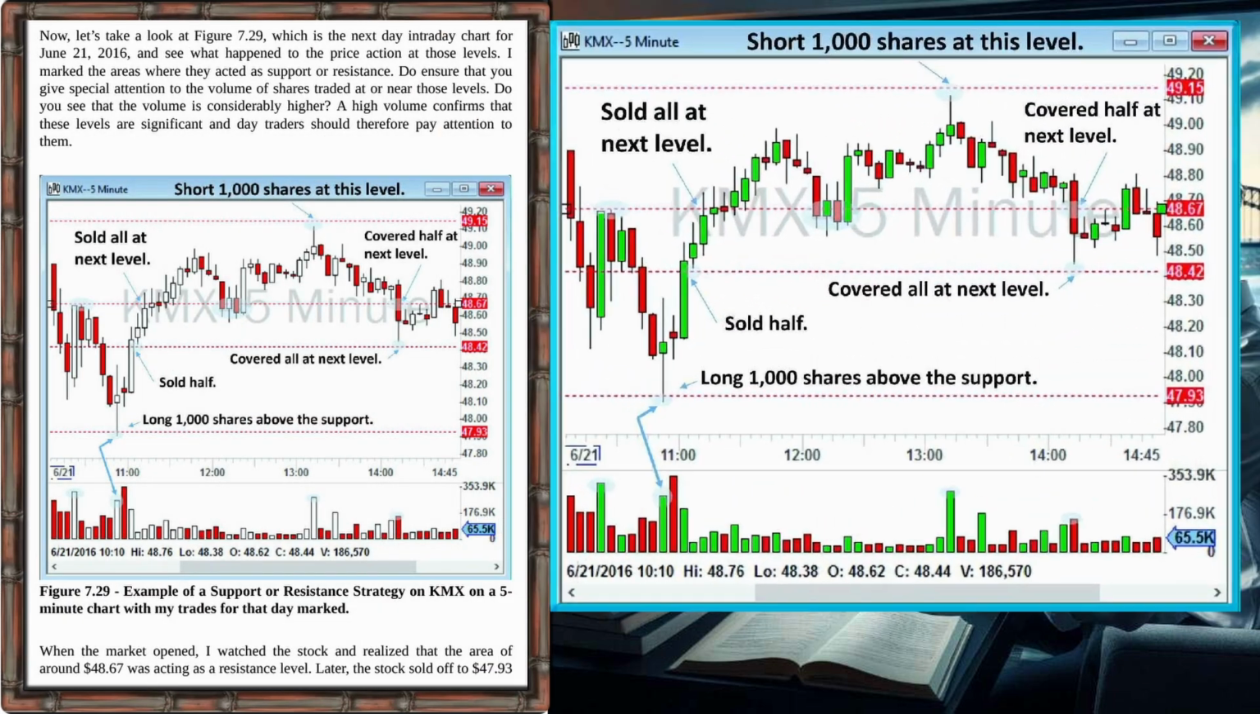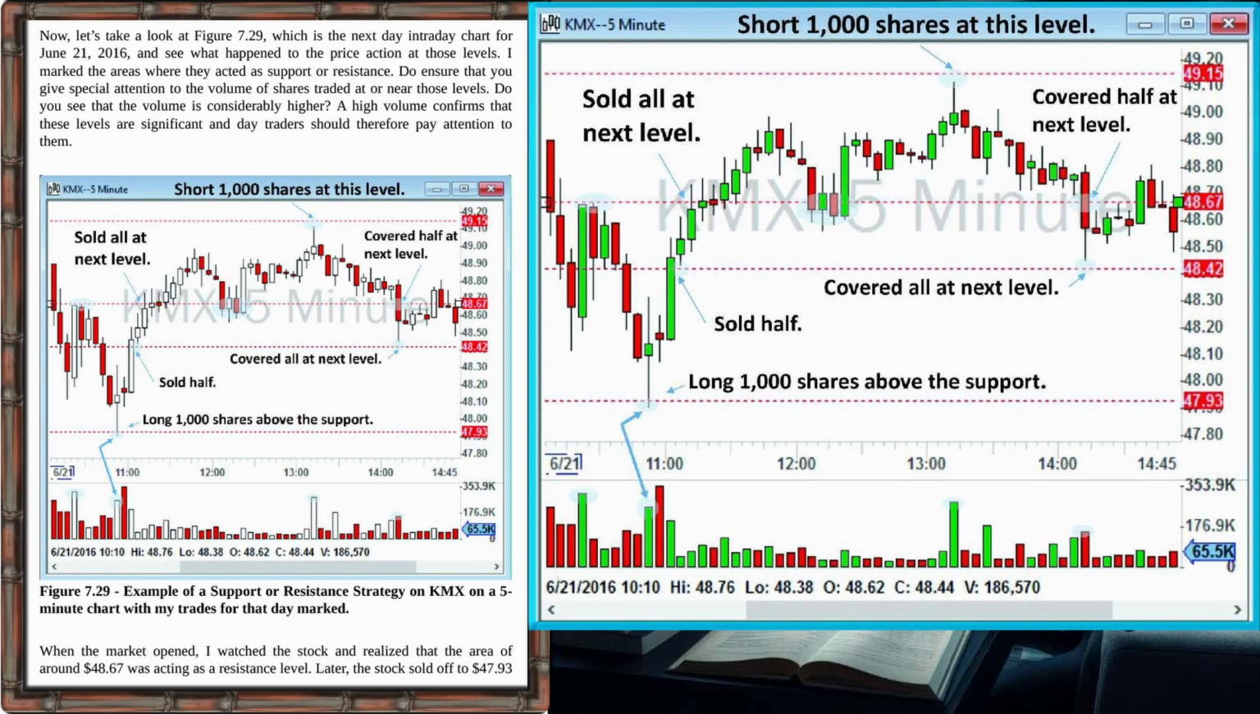Now let's take a look at figure 7.29, which is the next day intraday chart for June 21, 2016, and see what happened to the price action at those levels. I marked the areas where they acted as support or resistance. Do ensure that you give special attention to the volume of shares traded at or near those levels. Do you see that the volume is considerably higher? A high volume confirms that these levels are significant, and day traders should therefore pay attention to them.